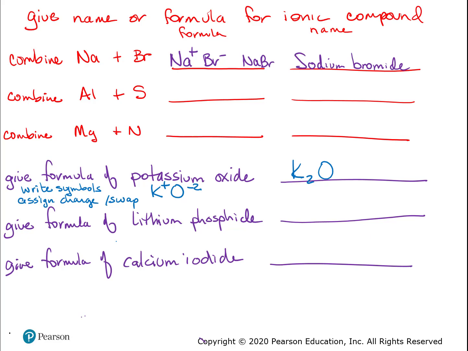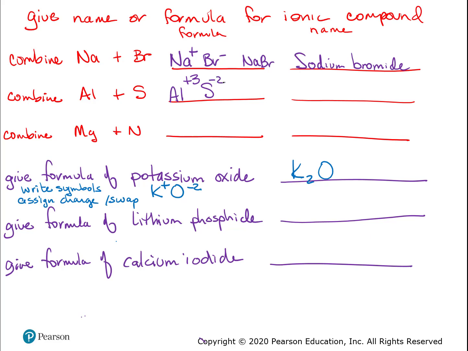Okay, so let's try the other one. So how did you do Al and S? So Al, the charge, plus 3. So find aluminum. It's over in group 3A. So that's how I know the charge. Sulfur, 8 minus its group number means that it's going to be -2.